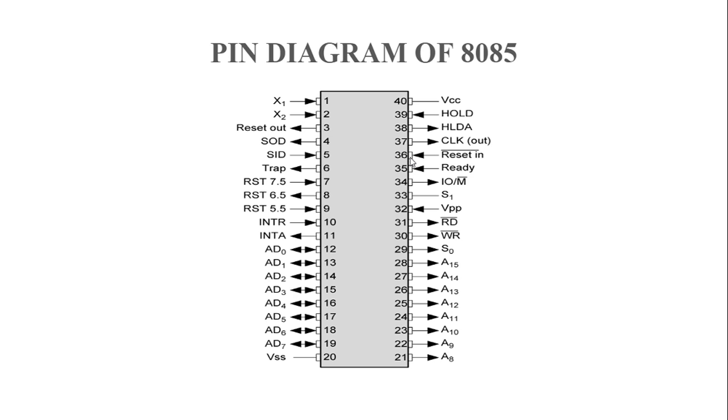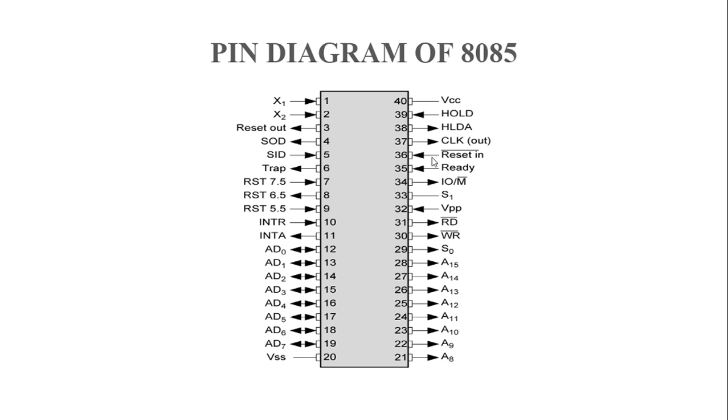Going to another pin, pin number 36, that is reset in bar. Here the bar is given. So assume that reset in bar is equal to 0. Whenever the bar is there, giving 0 means it activates the pin. So when reset in bar is equal to 0, as the name itself indicates, it resets the program counter to 0.